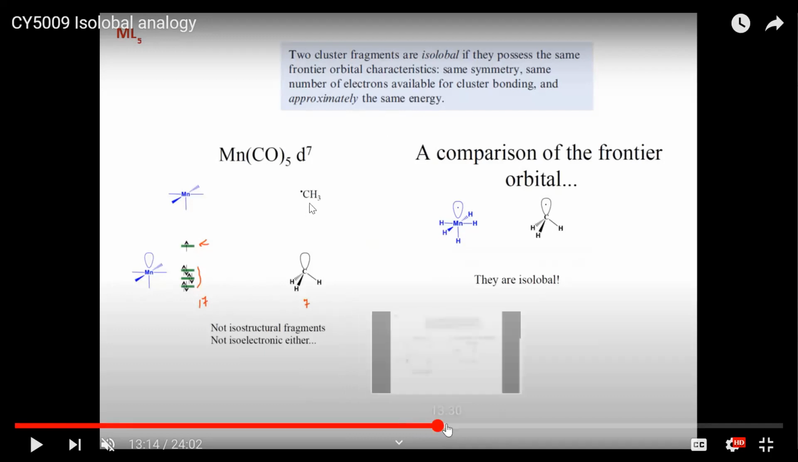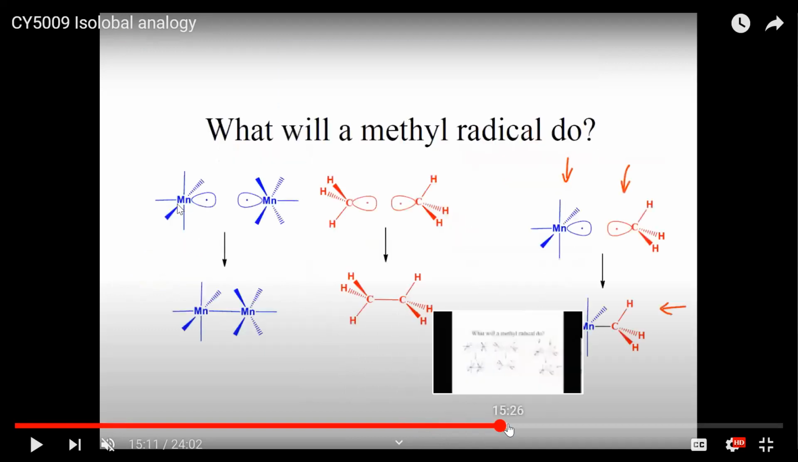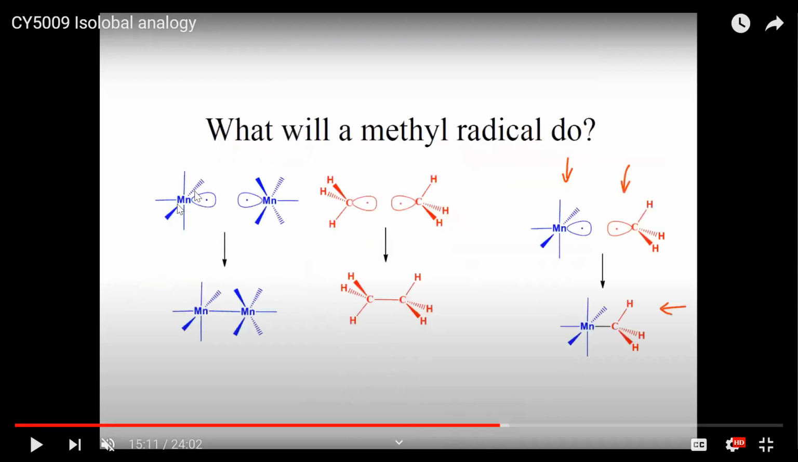Now, what is the advantage of doing this analysis? Because MnCO5 is analogous to a methyl radical, the reactivities are similar. A methyl radical will undergo dimerization to form ethane. Similarly, MnCO5 can also undergo dimerization to form Mn2CO10. And similarly, an MnCO5 can also react with a methyl radical to form methyl MnCO5.